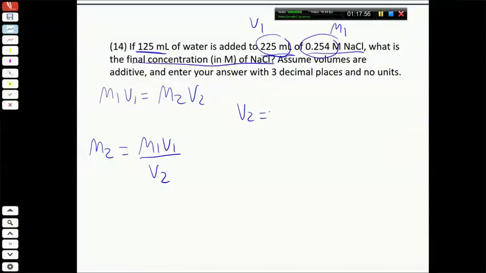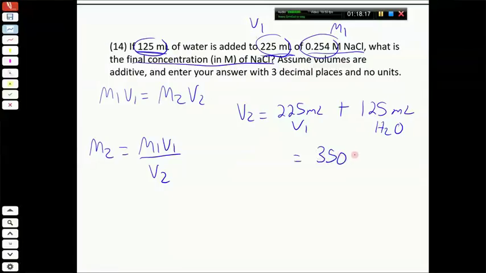It's not just the amount of water we add. So V2 is going to be the amount that we start with, 225 milliliters, plus the amount of water that we add, 125. We're told here to assume that the volumes are additive, which is, in most cases, a good assumption. So the final volume then would be 350 milliliters. Whenever you're doing dilution problems, keep in mind that the volumes we're talking about are the total volumes of the solution. They're not volumes of water that we've added or anything like that.